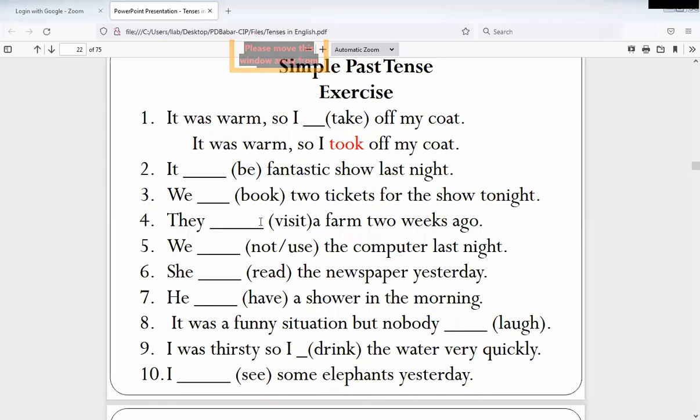So we are done with the second example. Let's see the third. We dash, book two tickets for the show tonight. We, in brackets book, two tickets for the show tonight. For the show tonight, which is happening tonight.